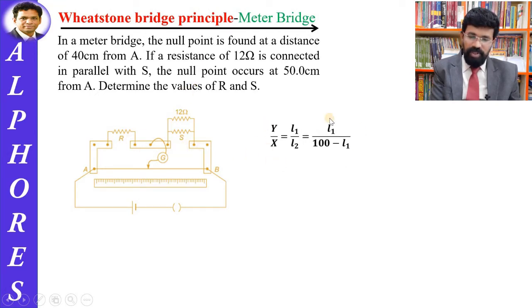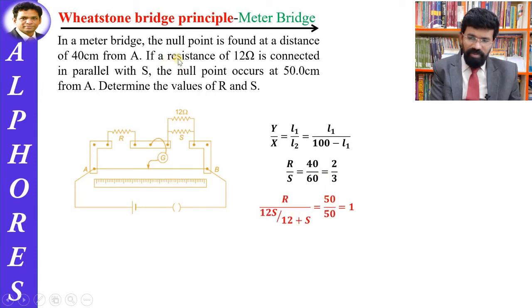This is what we use when the bridge is balanced: Y by X is equal to L1 by 100 minus L1. So here in place of Y, we have R. In place of X, we have S. So Y by X can be replaced with R by S. When R and S were alone taken, L1 is 40 centimeters. And the other length will be 100 minus L1, because the total length is 100. So the other part is 100 minus 40, which is 60. So 40 by 60 is 2 by 3. So we have got R by S as 2 by 3.